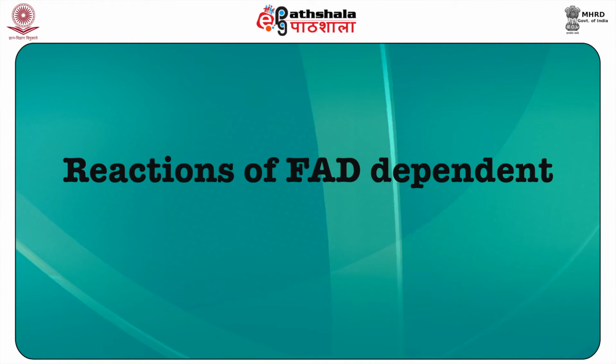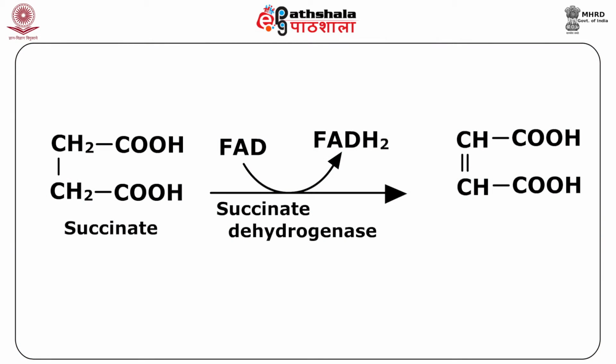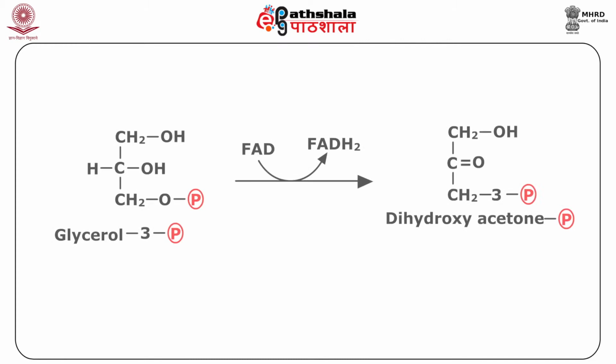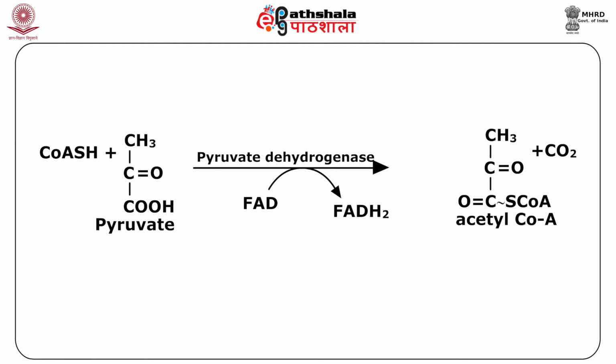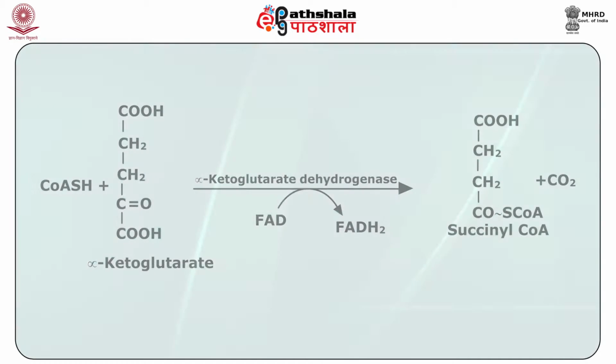Reactions of FAD dependent enzyme. They involve the reduction of succinate to form an unsaturated diacid. Also they involve the conversion of glycerol 3-phosphate to dihydroxyacetone phosphate, the conversion of pyruvate to acetyl coenzyme A and of alpha ketoglutarate to succinyl coenzyme A.